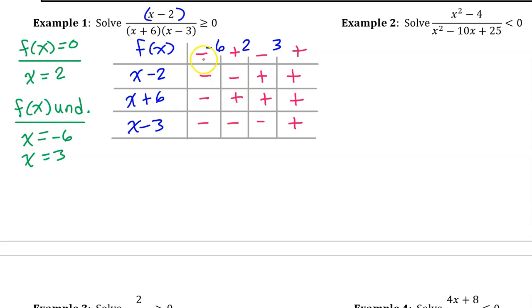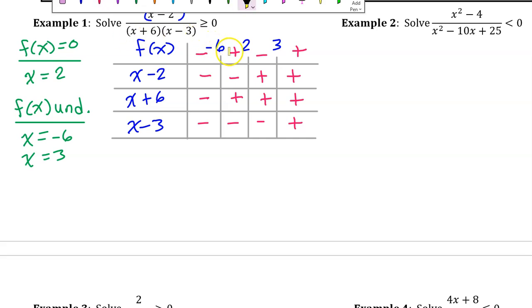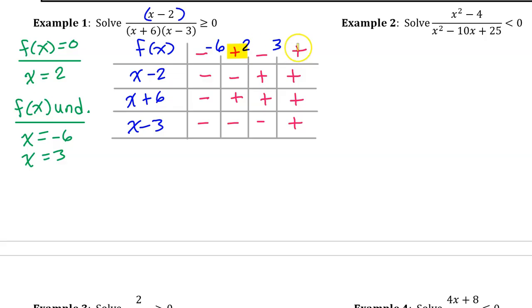So will the solutions be where f of x is negative or where f of x is positive? We are looking for the values of x that will cause f of x to be greater than or equal to 0. So the solutions will be in the intervals where f of x is positive. So the solutions will be in this interval and this interval.